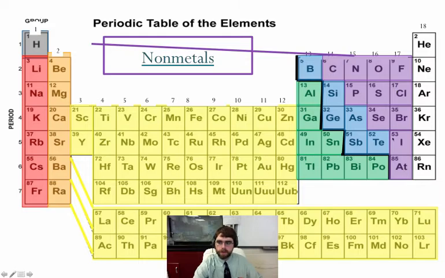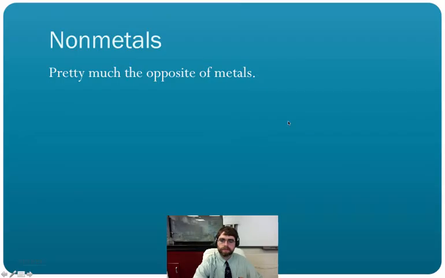Some people won't include this column here just because it does have another name. I'm going to go ahead and label it as both, as you'll see here in a moment. So non-metals are pretty much the opposite of metals. If we go back to our properties of metals, metals are shiny. Non-metals are dull or earthy.